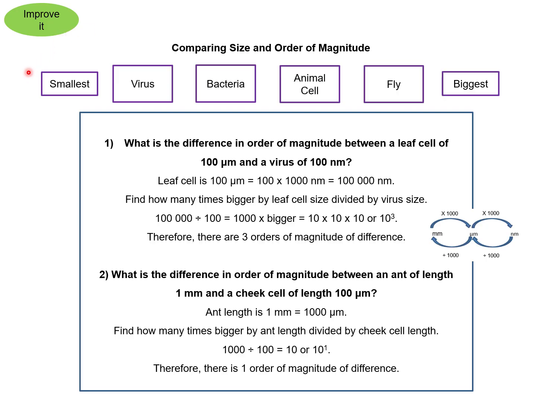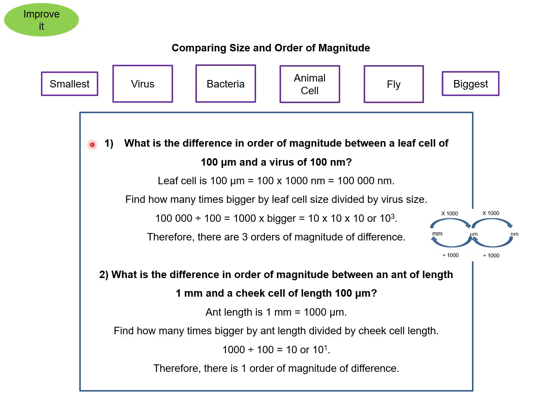So putting those collection of things into an order. Smallest is virus, then bacteria, then animal cell, then fly. And looking at the questions, what is the difference in order of magnitude between a leaf cell of 100 micrometers and a virus of 100 nanometers?